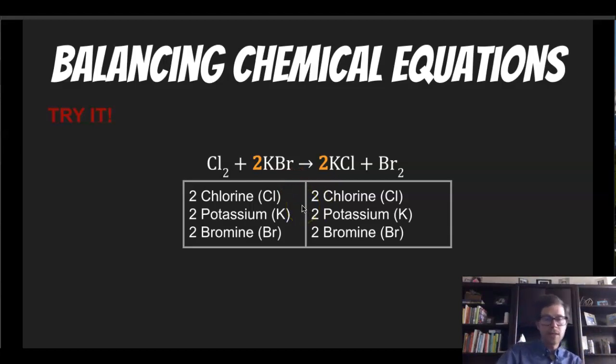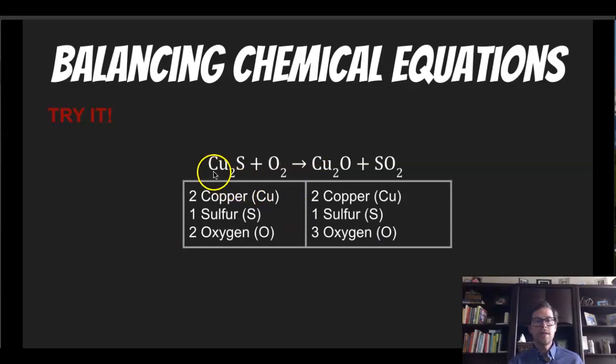Cool. Let's look at a slightly more difficult example, because sometimes you really do have to do this by trial and error. So this is copper 1 sulfide and oxygen. And in a replacement reaction, the oxygen and sulfur swap places, so you end up with copper 1 oxide and sulfur dioxide as your outputs.